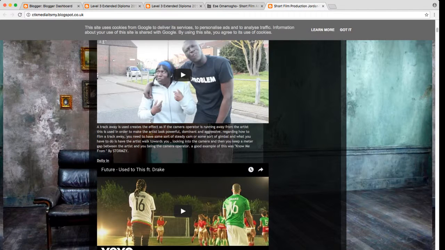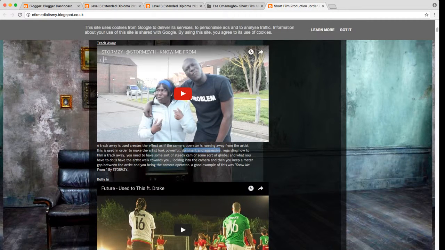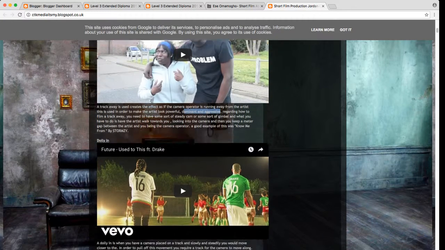Okay, we're talking about tracker ways. Running from the artist, powerful or dominant, very good. That's excellent. Again, you could talk about the fact that this is clearly in some sort of hip-hop video, and you could then make an assessment for the distinction about how reliant hip-hop videos are on this particular movement.